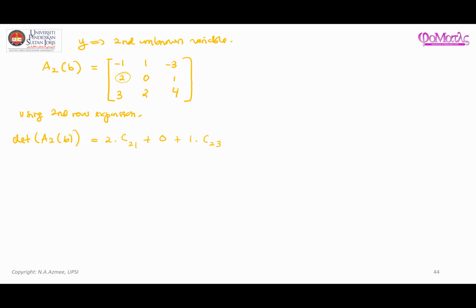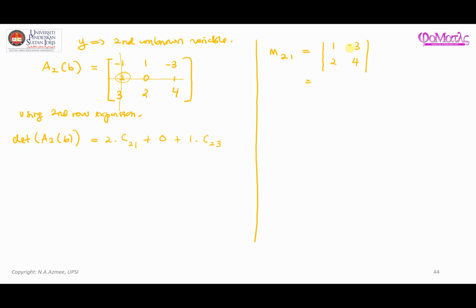So what we can do next is I can start off with finding what is C21. In order to find C21, I need this minor M21, which can be obtained by deleting the second row and first column. So here I have 1, -3, 2, and 4. These are the remaining values after you have crossed out the second row and first column of this matrix.